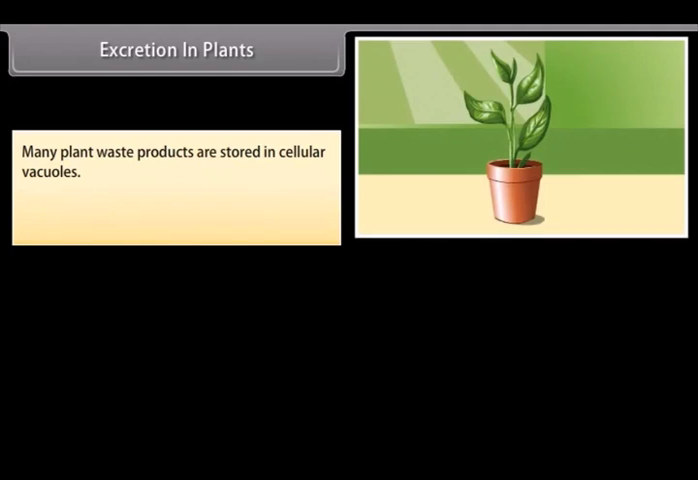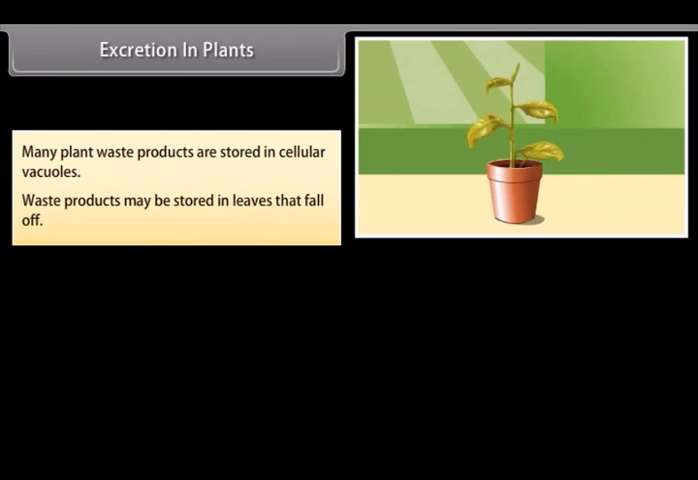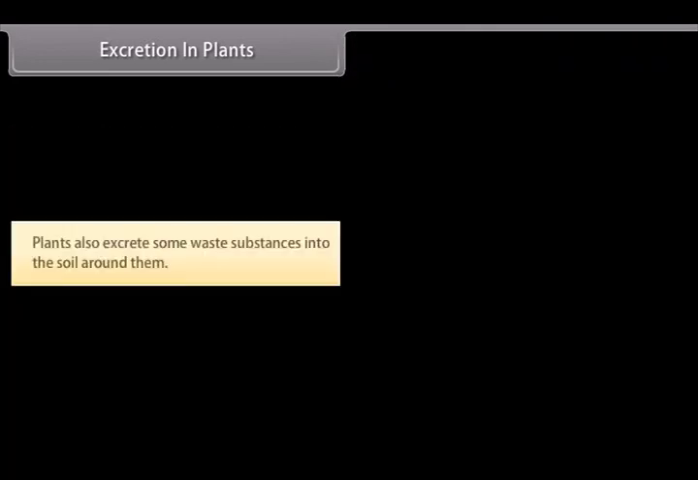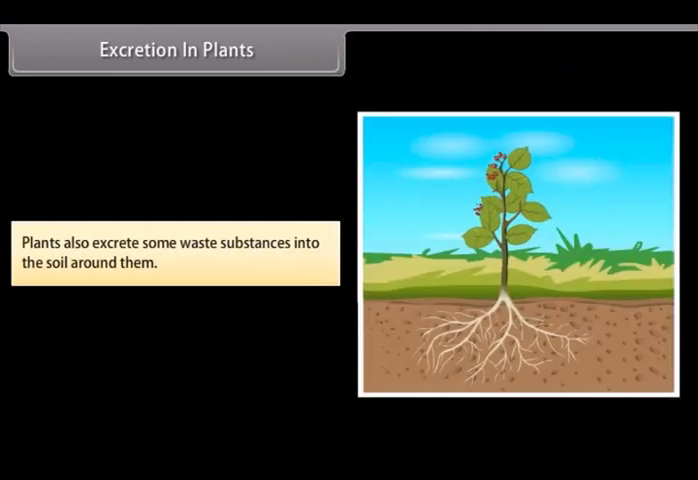Many plant waste products are stored in cellular vacuoles. Waste products may be stored in leaves that fall off. Other waste products are stored as resins and gums, especially in old xylem. Plants also excrete some waste substances into the soil around them.